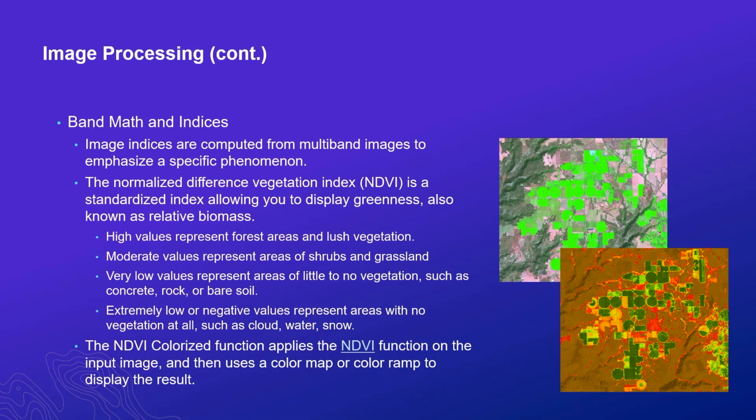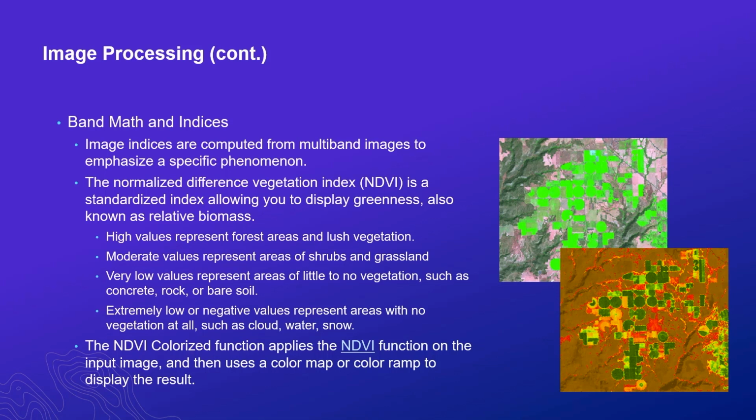Of course, high values represent forest areas, large vegetation and stuff like that, and moderate values represent areas of shrubs and grassland. Very low values, of course, are where there is very little or no vegetation, like urban areas, rock, concrete, bare soils, stuff like that. Extremely low values, on the other hand, represent cloud, water, snow, no vegetation at all.